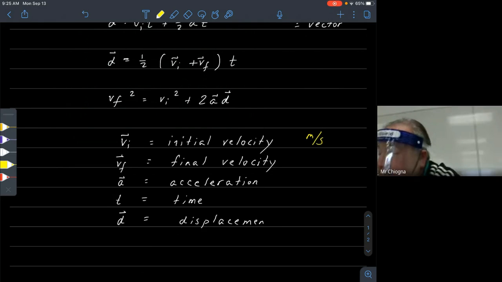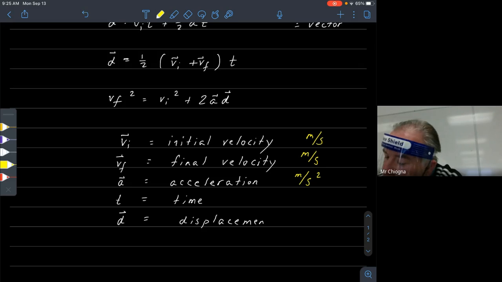Meters per second. Yes, you could use kilometers per hour, but we have to convert always to meters per second. That's a standard unit that everyone uses. Acceleration is meters per second squared. Time is in seconds. Yes, you could talk about time in minutes or hours, but you'd have to convert to seconds. That's the standard unit. We want to always talk the same language. Everyone uses the standard unit. And then displacement is meters.